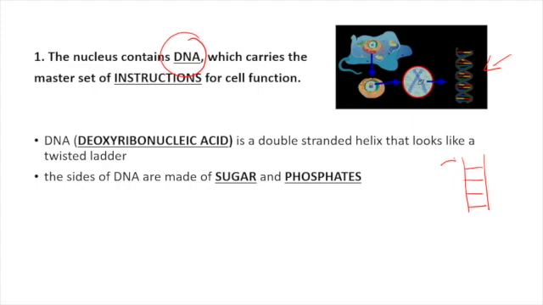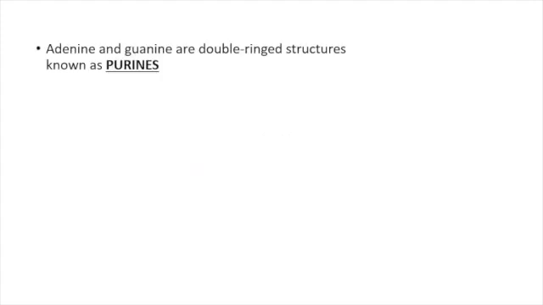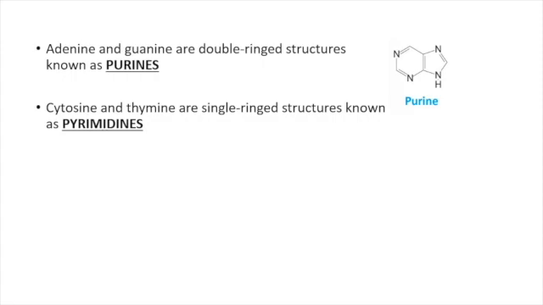Okay, sides. And then the steps. When we say the steps, we're talking about these parts. The parts go across, like physically step one if you're climbing a ladder. The steps of DNA are made up of 4 nitrogenous, which means nitrogen-containing, bases. So adenine, cytosine, guanine, and thymine. Adenine and guanine are double ring structures that are known as purines. And cytosine and thymine are single ring structures known as pyrimidines.